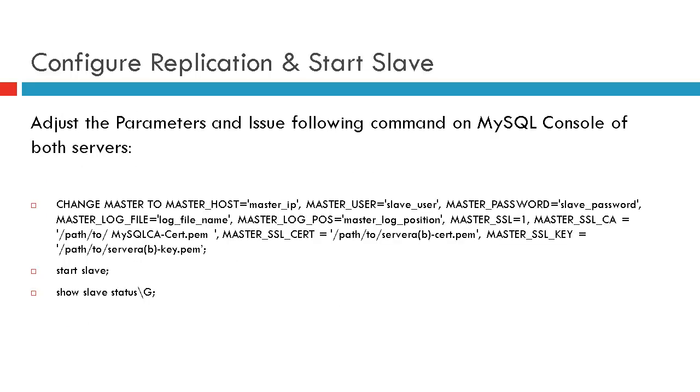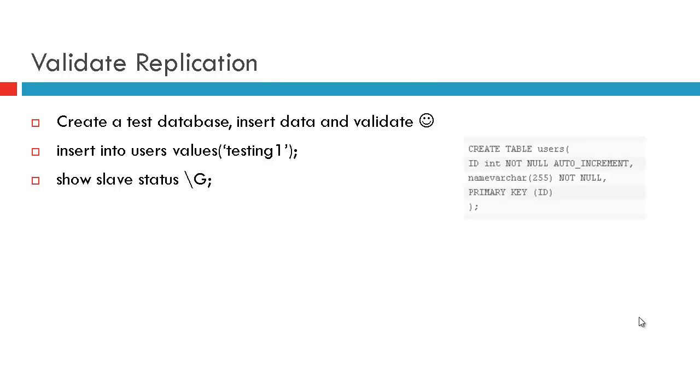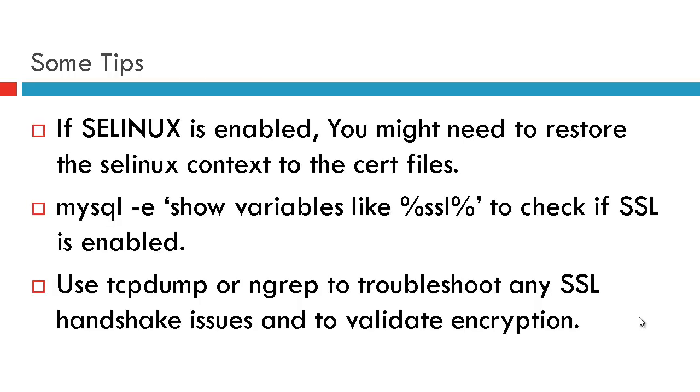Finally, we will issue the change master command to configure replication and then start the slave. We then start the replication on the other side and essentially have a two-way master-slave configuration, which is the master-master replication. Since we have the SSL encryption enabled and enforced, we will have the master-master replication over encrypted channels. Once we have everything in place and have started the slave, we will validate the replication.